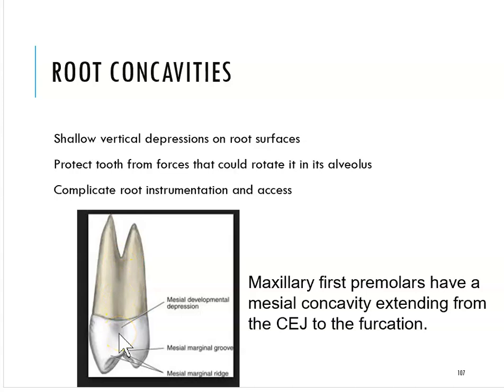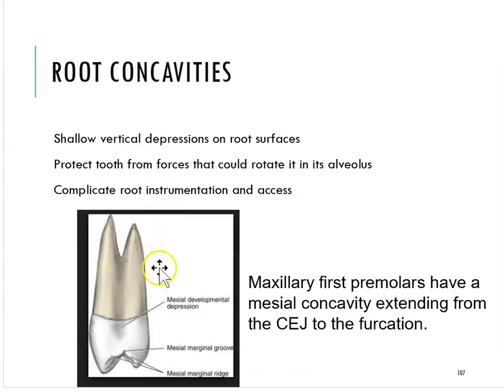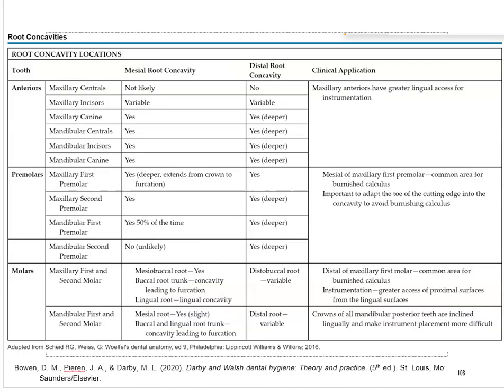That's really hard to remove, and sometimes it's even hard to feel because it might even feel smooth. So this table over here actually tells you where you have concavities, and you can see maxillary first premolar. Yes, there's a deep concavity, that deep depression that we see. It's really hard to remove calculus there. So it's a common area for burnished calculus. You can also see it on the distal of the maxillary first molar. There's again a common area for burnished calculus.